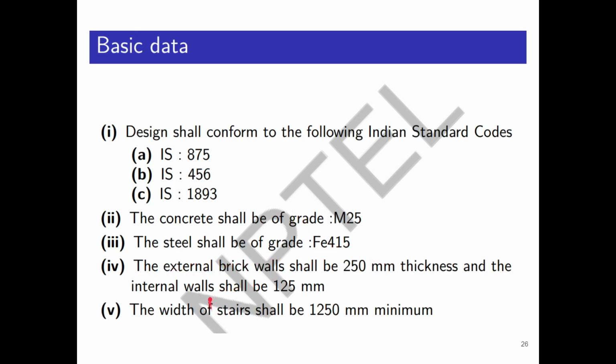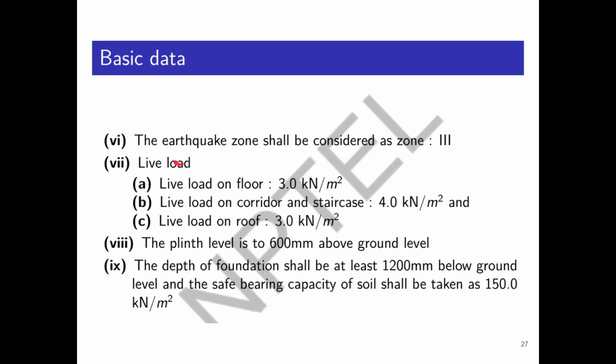The external brick walls shall be 250 thickness, and the internal walls shall be 125. And the width of the stairs also let us assume to be 1250 millimeter minimum. So these are some of the basic data. Also, let us assume that earthquake zone is intermediate. So let us consider third zone, zone 3 earthquake zone.